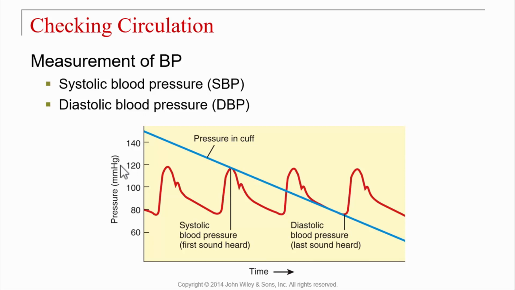Okay? In this case, it looks like we're at about 120. Okay? And then we keep letting air out until we hear the very last sound. Okay, and that's at about 80. So this blood pressure is about 120 over 80, which used to be the normal. Now they're saying it should be below 120 over 80. But that last sound that you hear, that's going to be the diastolic pressure when the heart is relaxed.